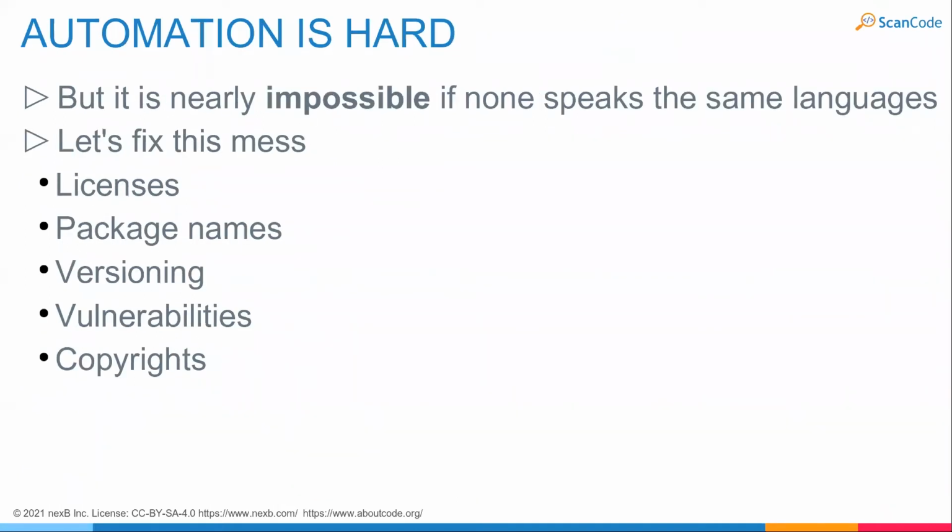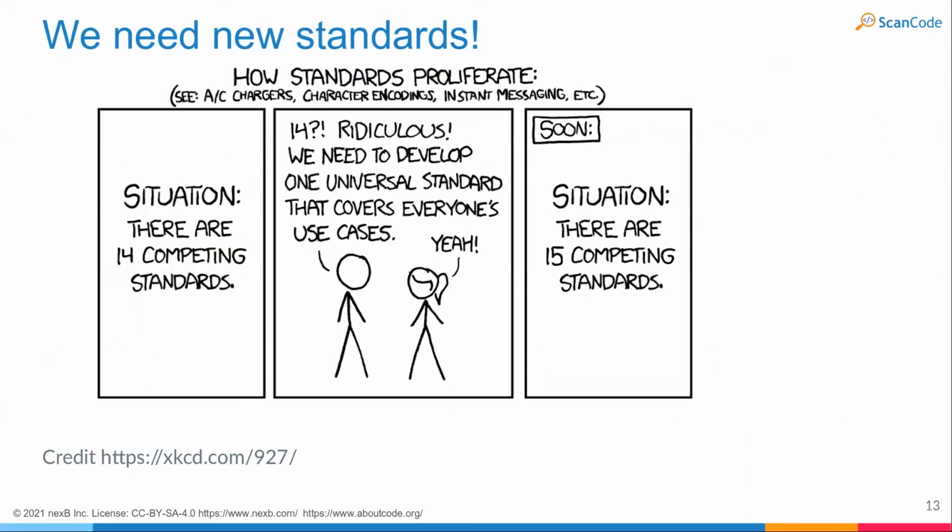Now, if you cannot talk about version, license, package names, and copyrights in a common way, automation becomes super hard, right? It's hard already, but if you don't have a way to have the same language, it's even harder and nearly impossible. So we need to fix this mess. And for that, we need new standards. And you could say, oh, all right, it's the classical thing. We need new standards. We're going to have one more competing standard.